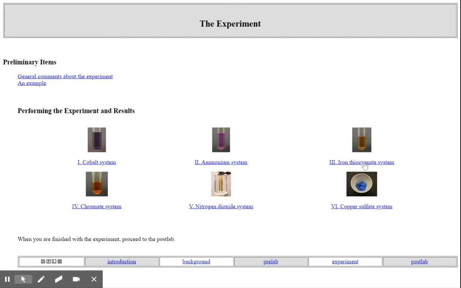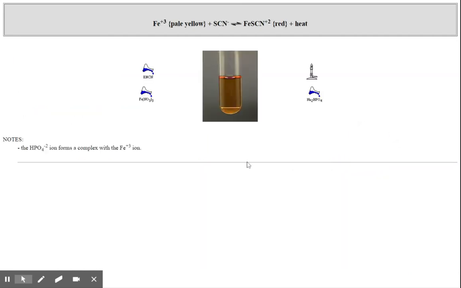Iron thiocyanate. Here we have a chemical reaction. It has, in the forward direction, iron plus 3 ion, so an iron with a plus 3 charge. It is a pale yellow color. That reacts with a thiocyanate ion in the forward direction to give you an iron thiocyanate ion. It is a red color. That's the important thing. This ion is red and it releases heat. That forward reaction is exothermic. Heat is written as a product.